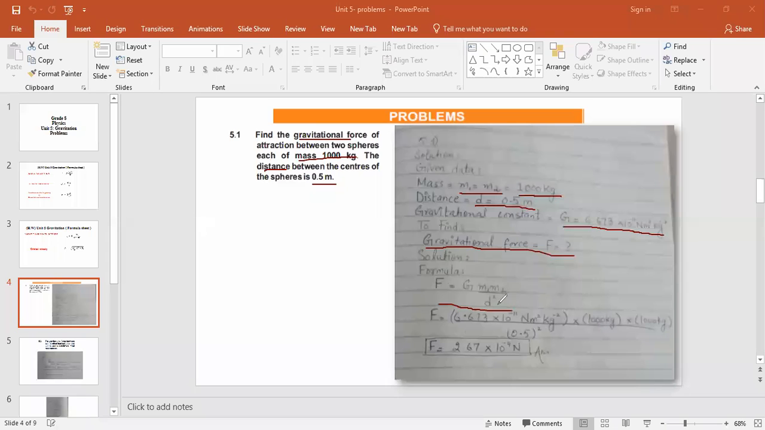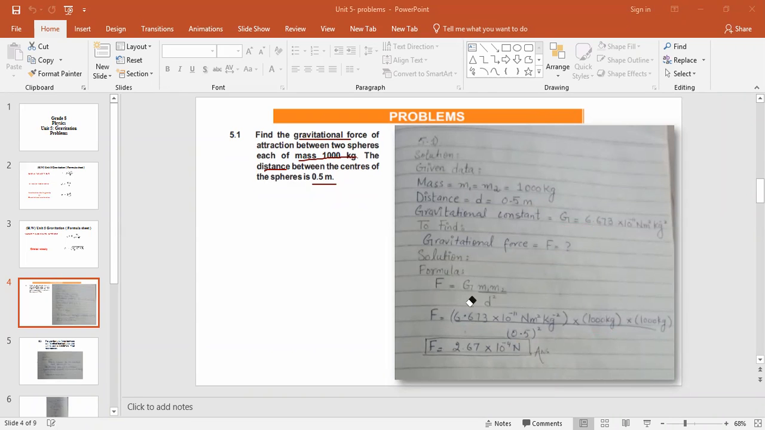You just substitute the value of G, which is 6.673 into 10 raised to power minus 11. Mass is 1000 kg. Other mass is also the same, which is also 1000 kg. And d is equal to 0.5 whole square. Whenever you are solving the problem, keep in mind the units should be in their proper SI units. In this problem the units are in the SI system, so there is no need to change the unit. You just put the values in the formula that is given to you.